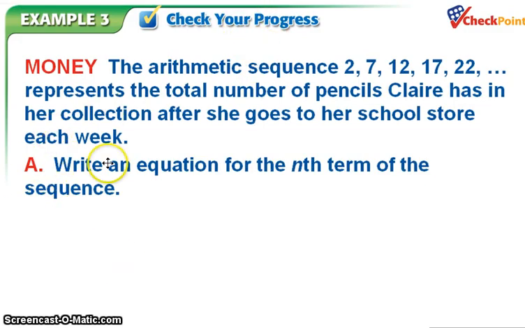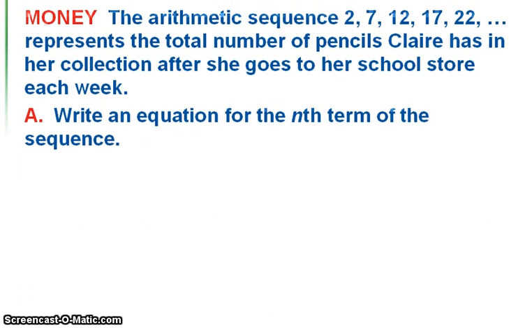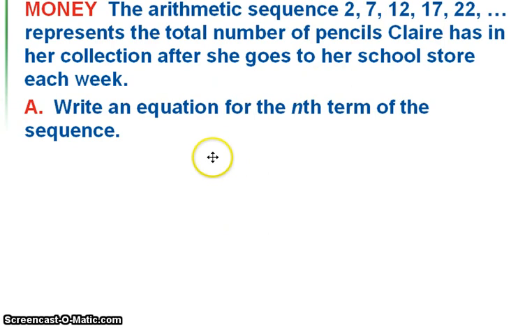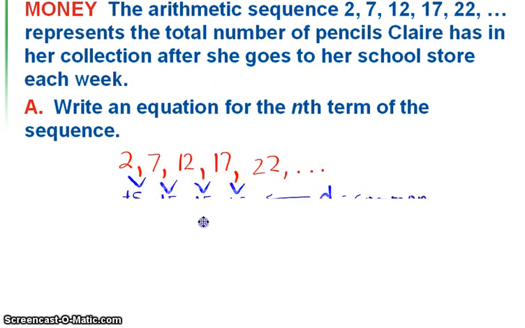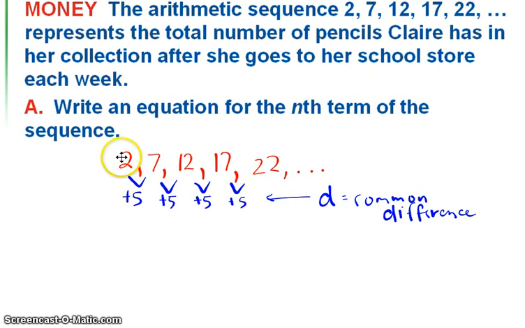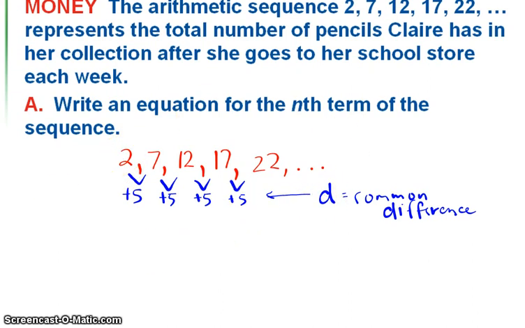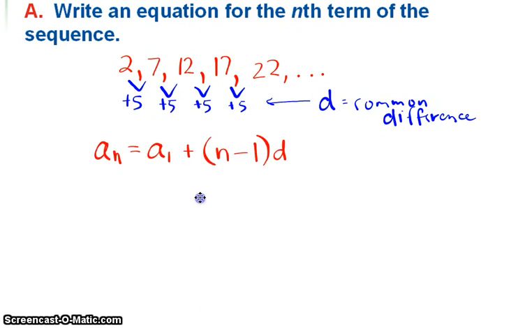They want you to do the same thing. So go back, use that example to try this problem right here. So go ahead and pause the video. Okay, the first thing we want to do, let's write an equation for the nth term. Here's our sequence. We need to find the common difference so that we have a d. We know that our first term is 2. Now we know that our d is 5. Let's use our formula and plug in what we know.